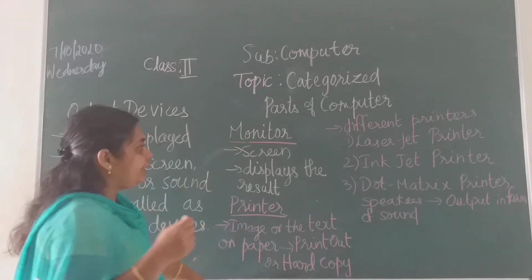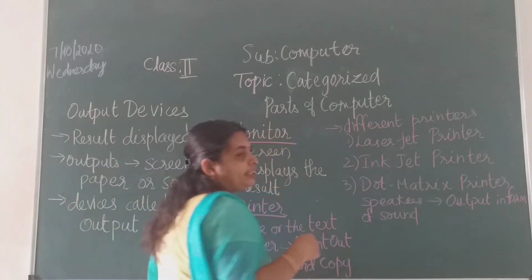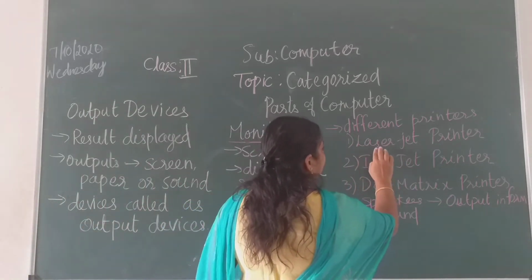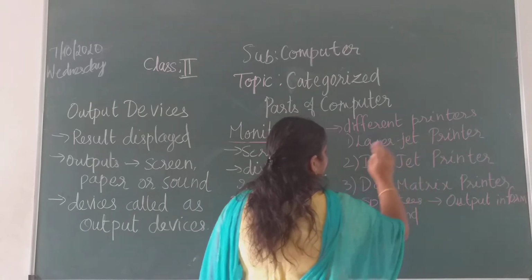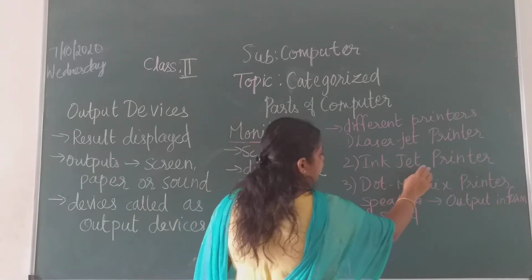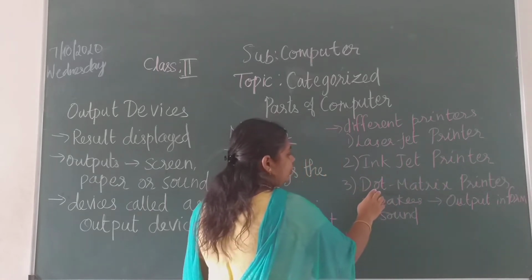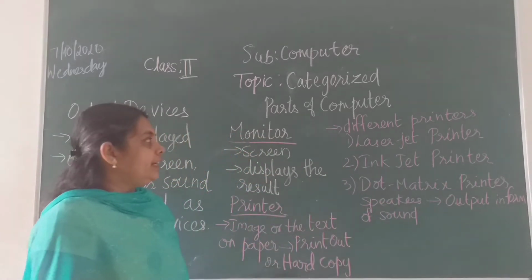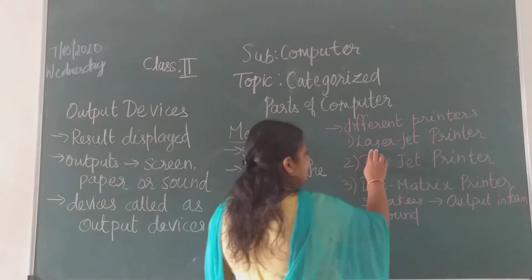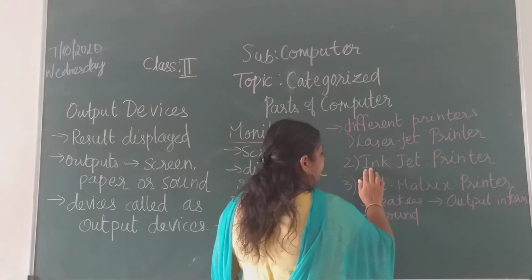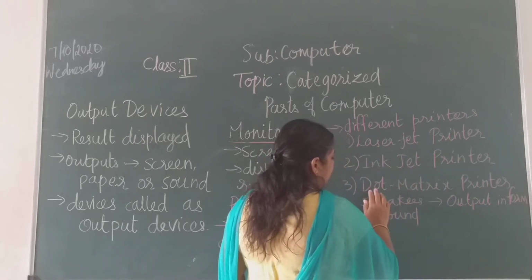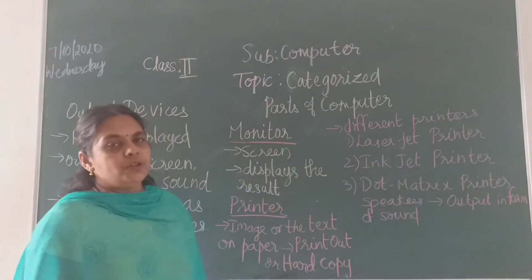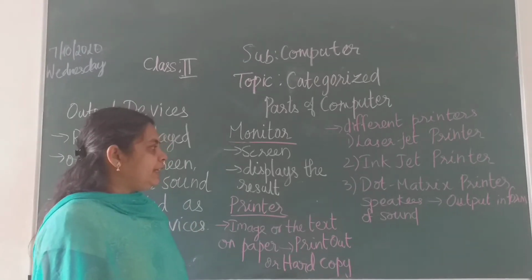Then coming to printers, there are different types of printers available, children. The first one is the laser jet printer. Second one, inkjet printer. The third one, dot matrix printer. So once again I repeat the different types of printers: laser jet printer, inkjet printer, dot matrix printer.